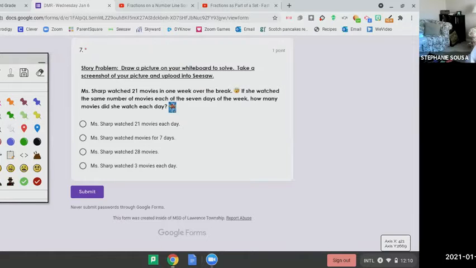It says, Miss Sharp watched 21 movies in 1 week over break. That's my kind of break right there. If she watched the same number of movies each of the 7 days of the week, how many movies did she watch each day? So here's what you can do to solve that one.